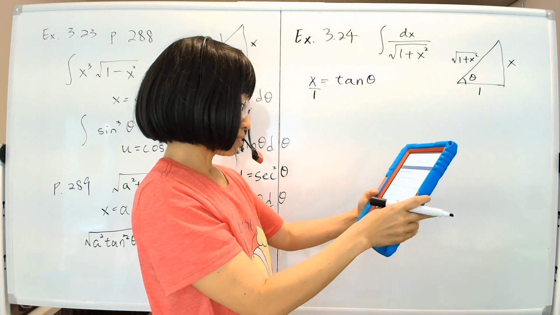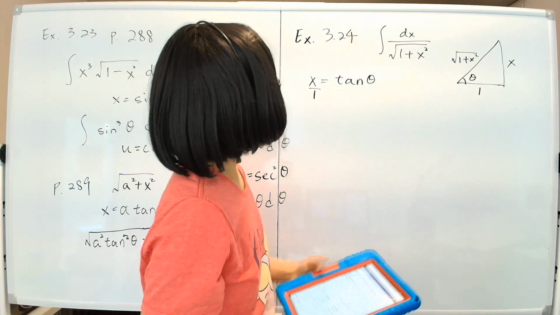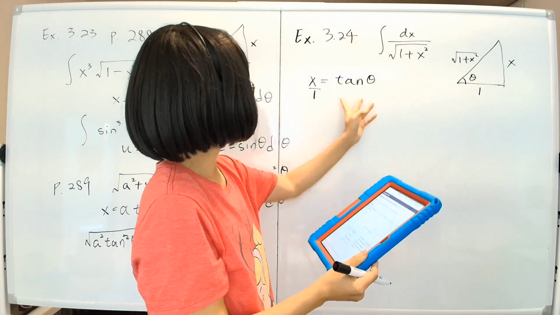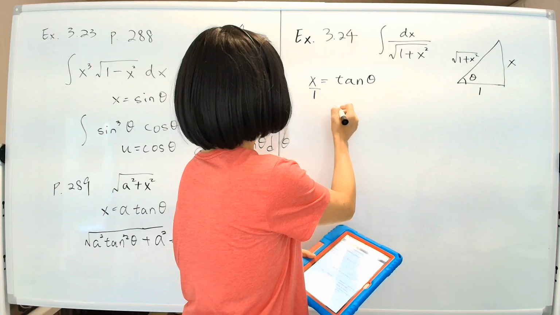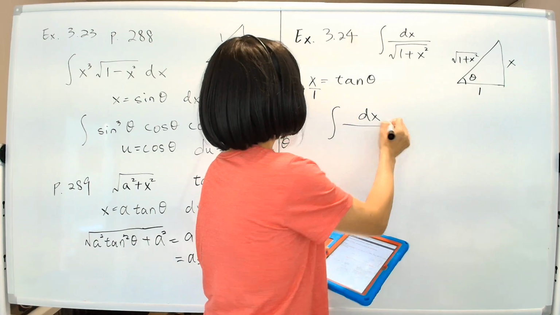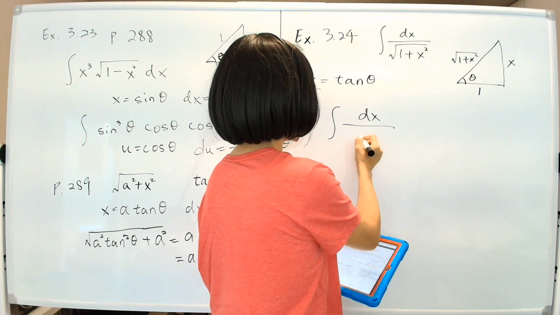So that's good. We got our triangle, and the next thing we're going to do is dx over the square root. We'll plug everything in. When you plug everything in, we get dx over the square root of 1 plus x squared, which is 1 plus tangent squared, and the square root of that is secant theta.